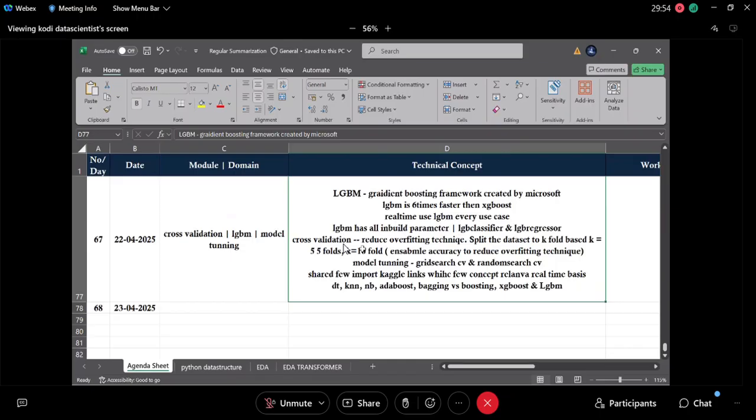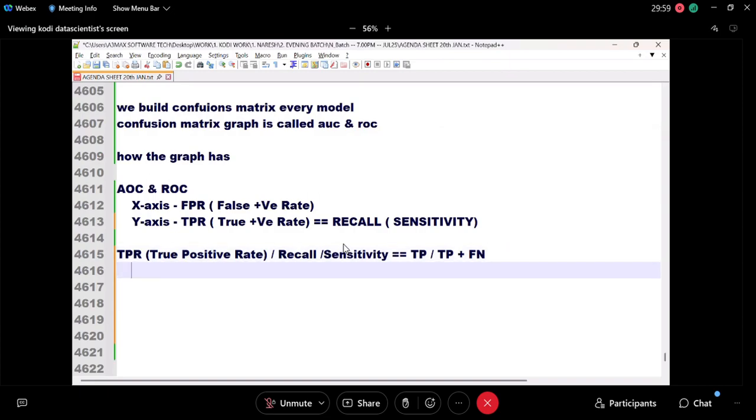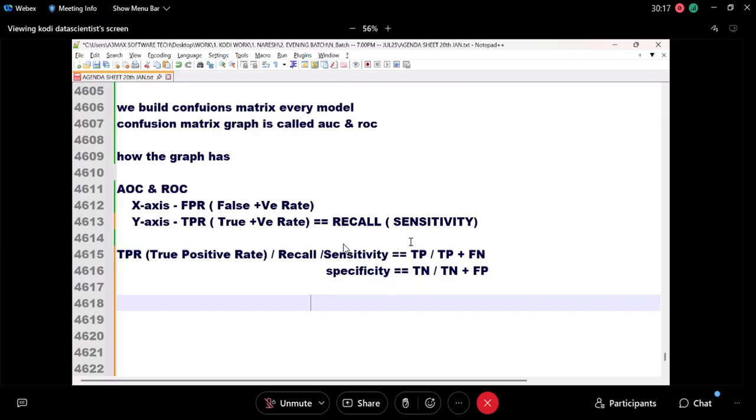Are you guys clear? The next one, specificity. So that is sensitivity, and then we have specificity. The formula is equal to TN by TN plus FP. Very simple, guys. So what is the AUC ROC curve? It is the graph of the confusion matrix. TPR means TP by TP plus FN. Specificity equals TN by TN plus FP. Are you clear now?